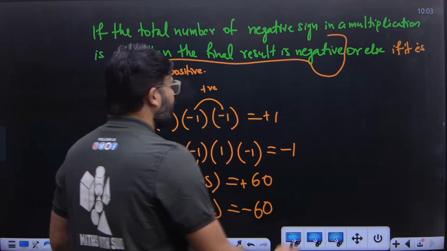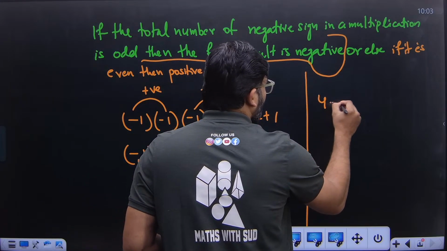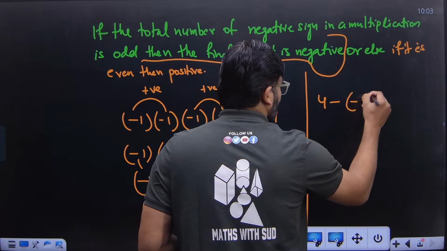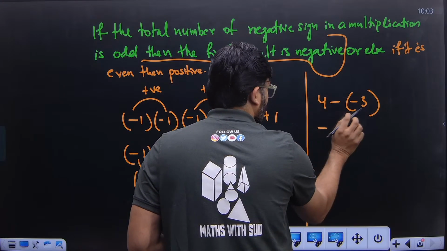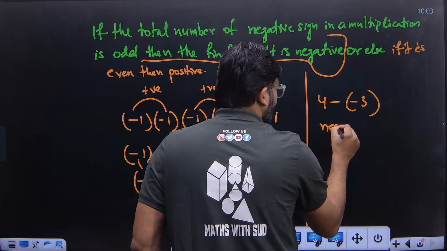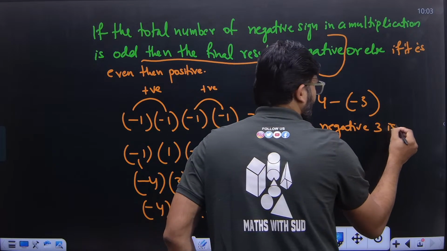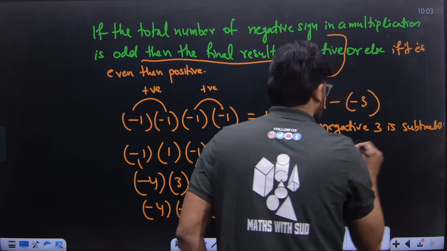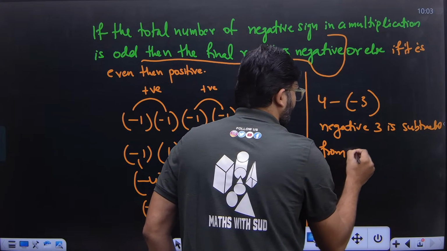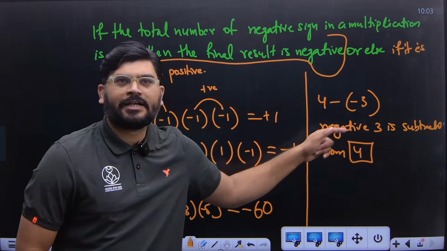How are they termed in the word problem? So if I say 4 minus minus 3, how will you say it? You will say negative 3 is subtracted from 4. Negative 3 is subtracted from 4.